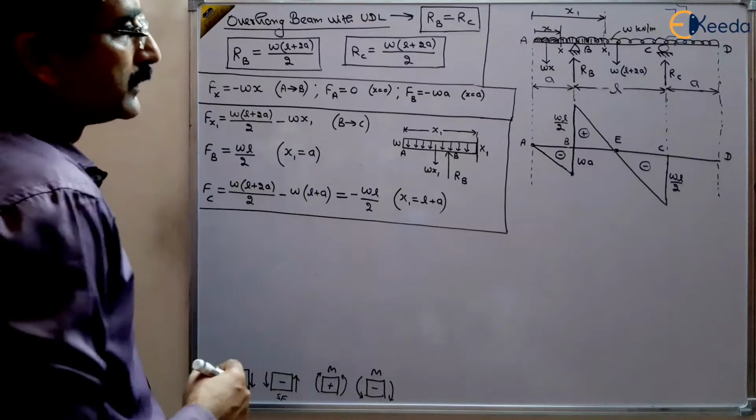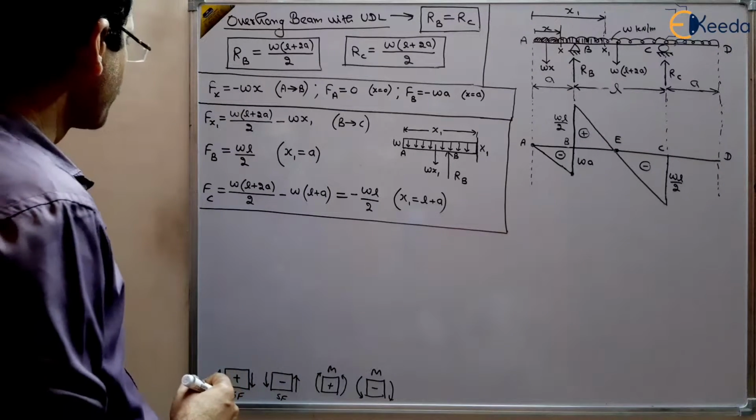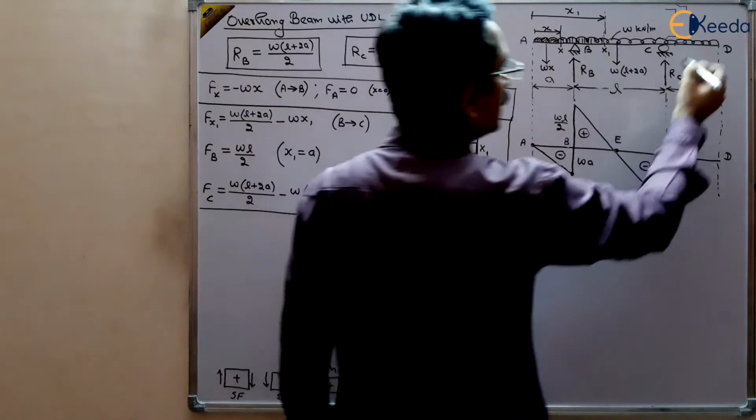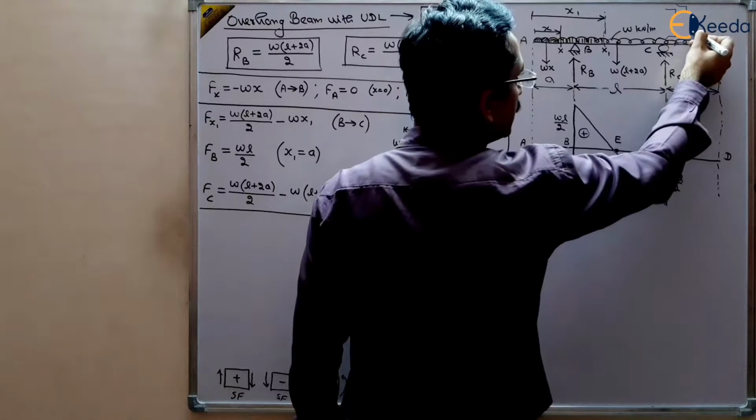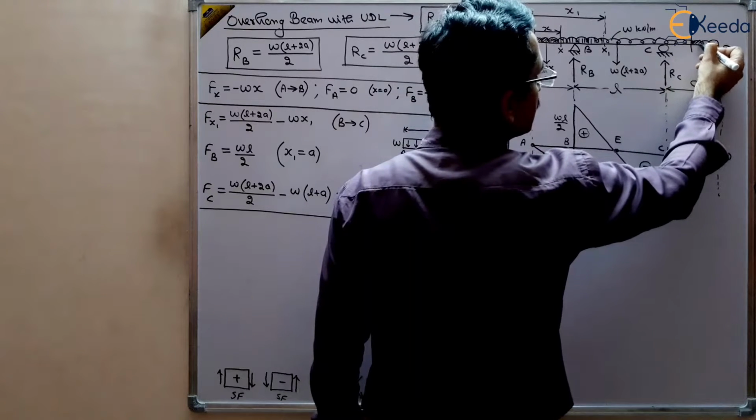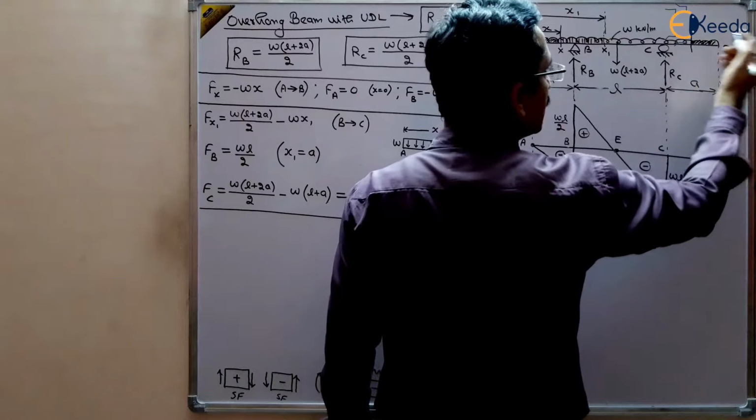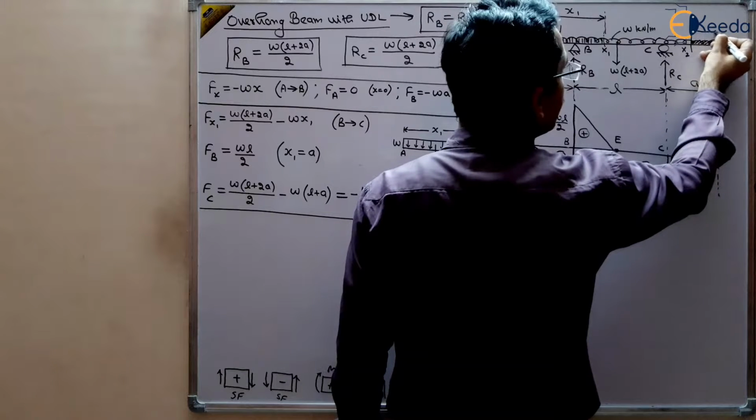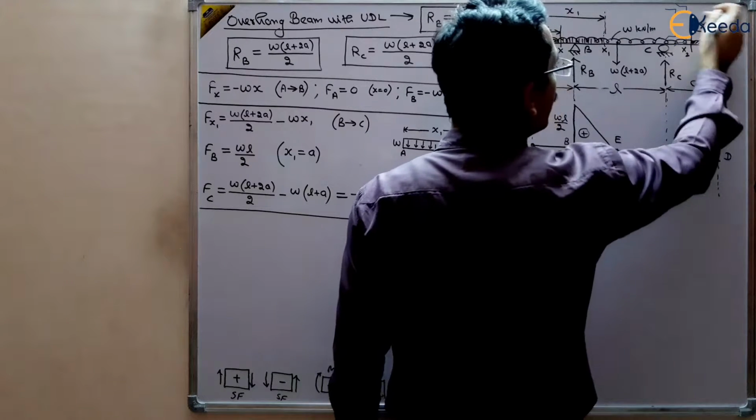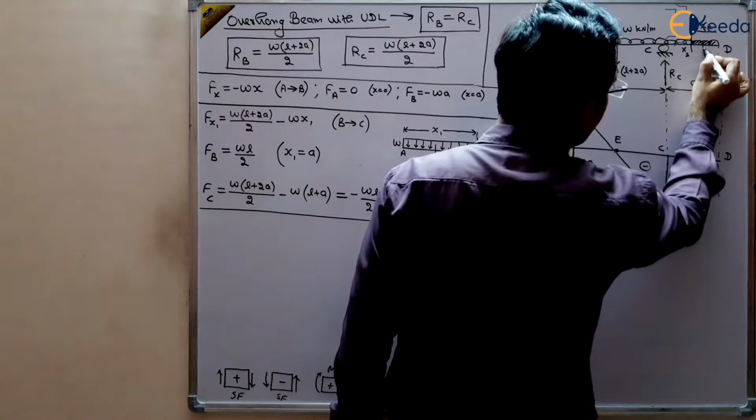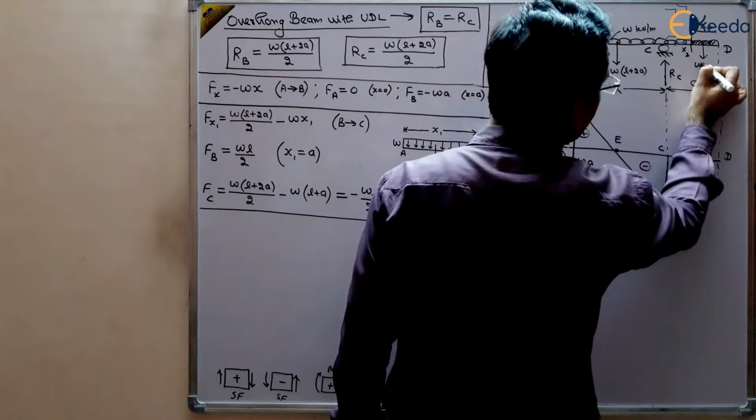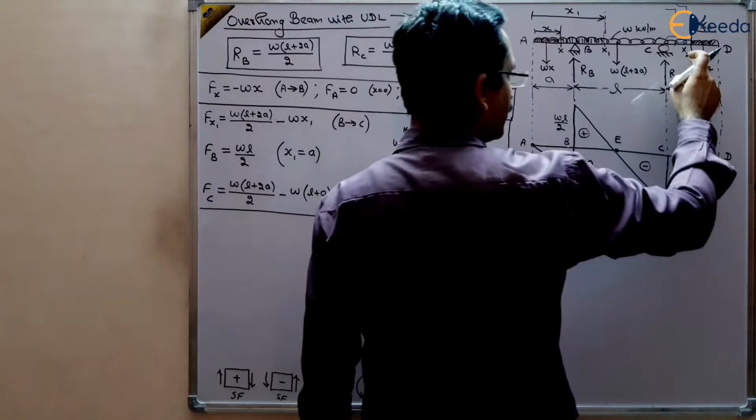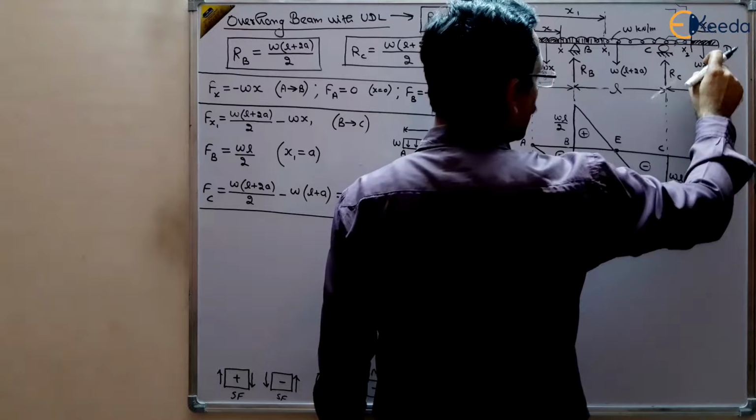Now further, between C and D, what is happening? It is better to take the cross section to the right of this section, right? Suppose we take x2, a distance small x2 from the free end. Now the variable is small x2, and the weight will be acting in downward direction, and that will be wx2.